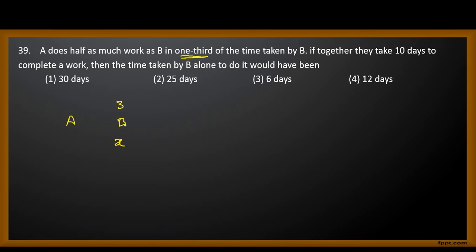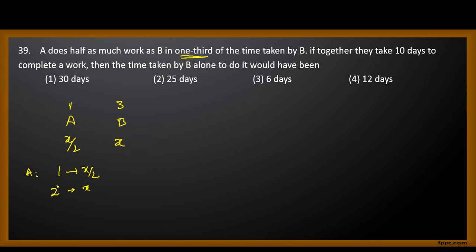If B does X units in 3 days, then A does half. It means X by 2, because A does half as much work as B. B has done X, so A will do X by 2 in how much time? In 1 day, because 1/3 of the time. So 1/3 of 3 is nothing but 1 day. In 1 day A is doing X by 2 units. To do X units A will take how many days? 2 days. Is it clear?